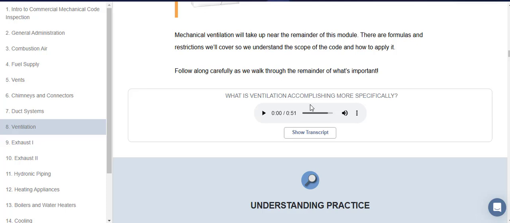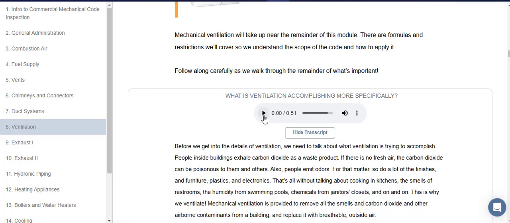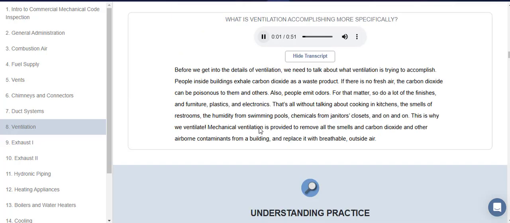What is ventilation accomplishing more specifically? Before we get into the details of ventilation, we need to talk about what ventilation is trying to accomplish.